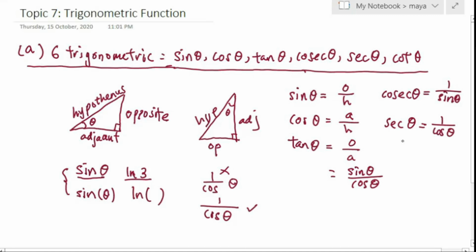Okay, continue. If I say cotangent theta, everyone already knows this one is 1 over tangent theta. So write it properly. Or we can write it as the trigonometry cos theta over sine theta. So these are the basic 6 trigonometric functions that we have. So this is our part A.